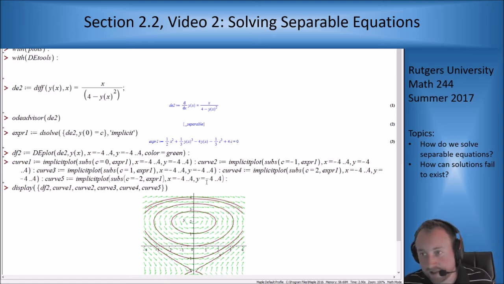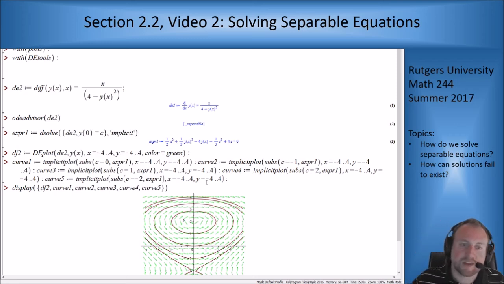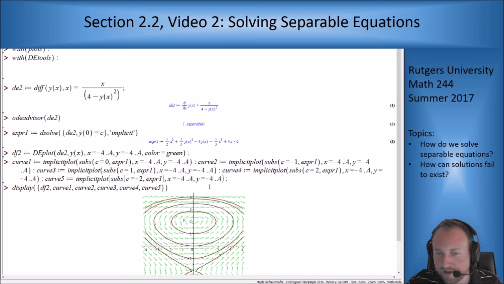Maple tells us it's separable, which is good. We knew that. And we can solve it. And as you can see, we have the same equation we did. We got 1/2 x squared plus 1/3 y cubed minus 4y equals constant. It found the constant more explicitly, but that's fine. And then we can look at what happens at certain values.